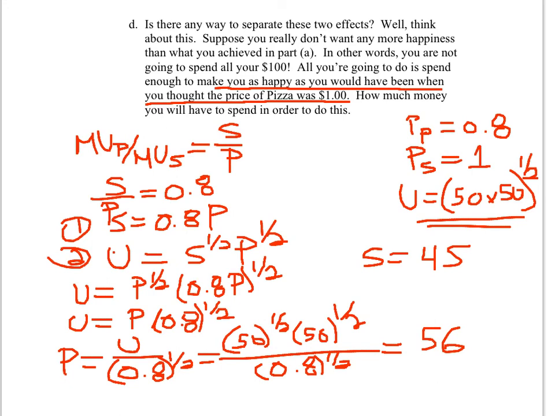In order to understand what this means, and in fact, I think the answer to the problem is probably the amount of money you were going to spend. So all you have to do now at this point is simply use the budget line in order to calculate the extra amount of money. So that would be 56 times 0.8 plus 45. It'll be around $90. So you're going to spend around $90.